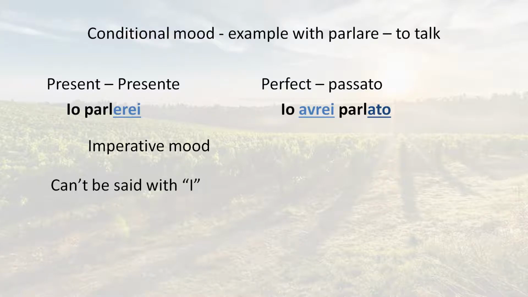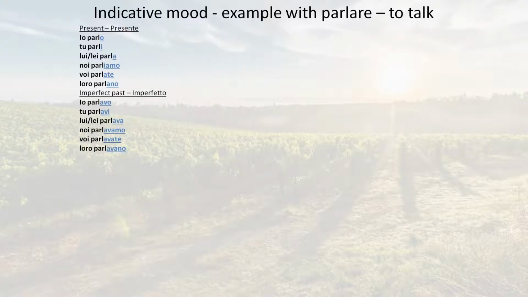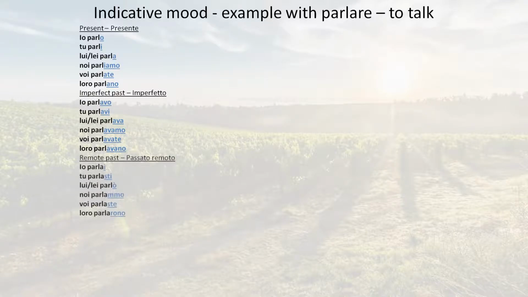What I've shown you here is just for I, but verbs change for every person. So present is this. Io parlo, tu parli, lui lei parla, noi parliamo, voi parlate, loro parlano. For I, you, he, she, and so on. Imperfect is this. Remote past is this. And future is this.